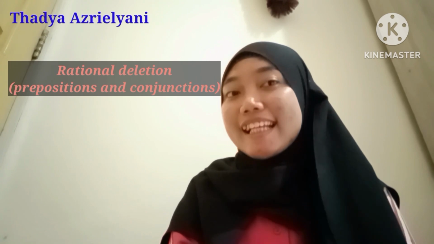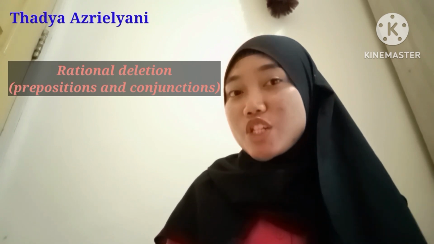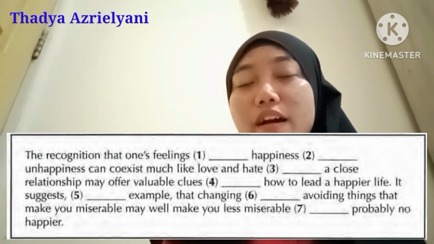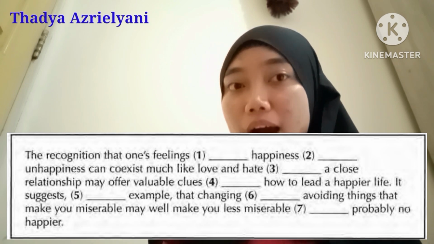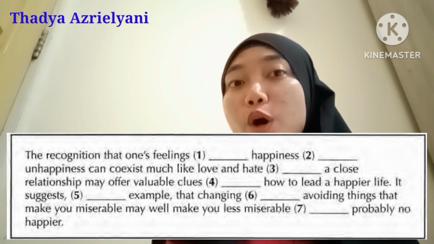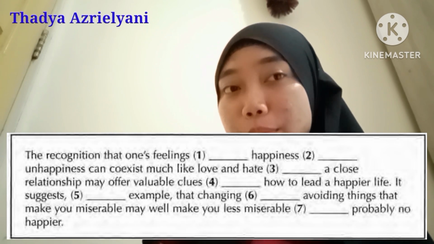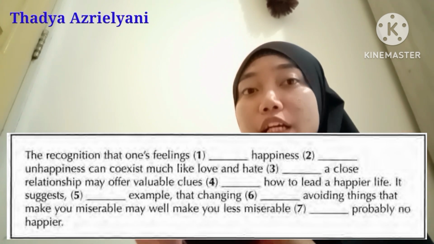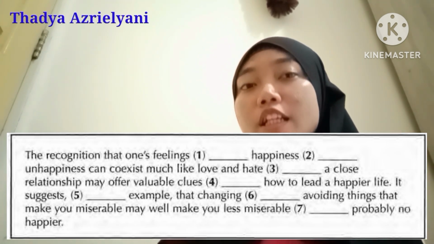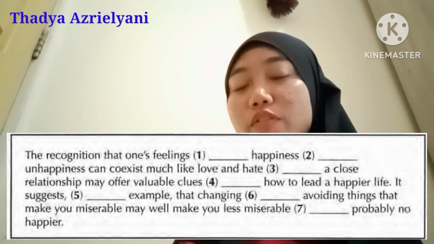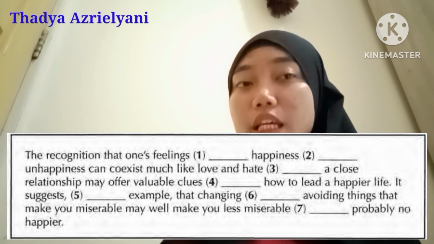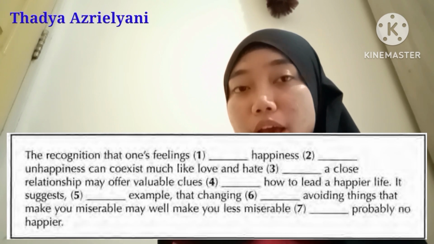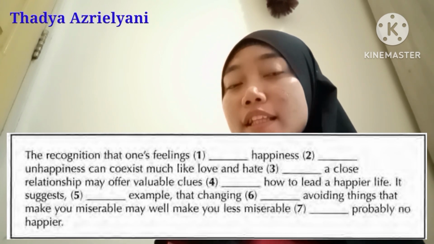The next is rational deletion for preposition and conjunction. If you pay more attention, they are in the same passage. But the difference is the form of the test. In both versions, there are 7 deletions. But the second version allows the test designer to tap into predictions of preposition and conjunction in particular. And the second version provides more washback as students focus on targeted grammatical features.